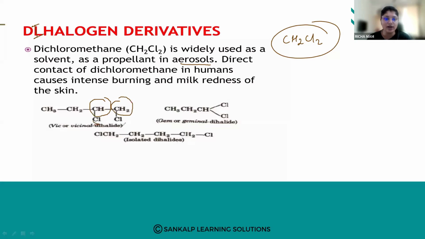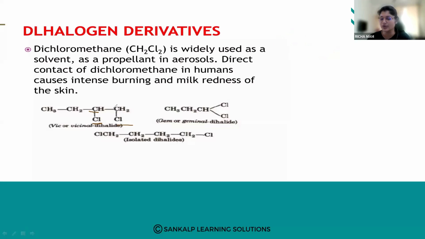So these are two halogen atoms present on two different carbons which are next to each other. They are called vicinal dihalides. And here, this is a geminal dihalide. Geminal means the halogen atoms are present on the same carbon atom. Then they are termed geminal.